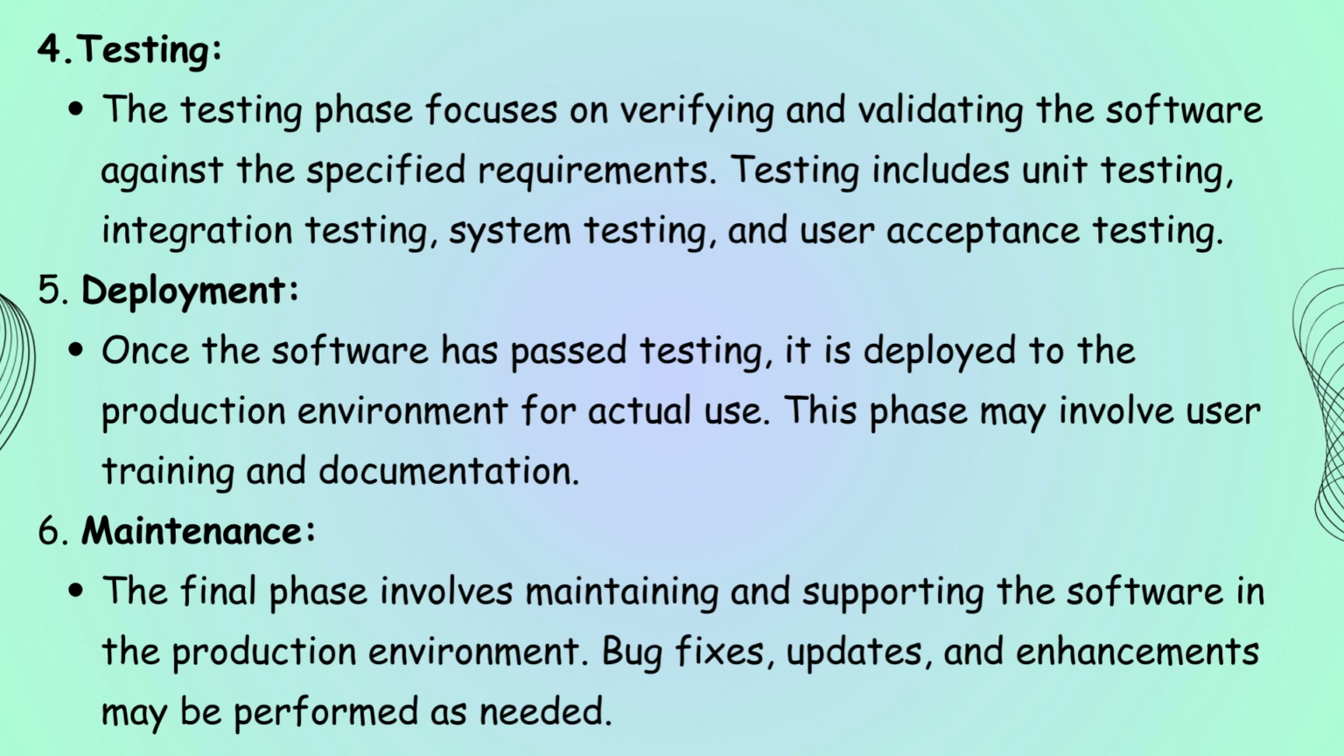5. Deployment. Once the software has passed testing, it is deployed to the production environment for actual use. This phase may involve user training and documentation. 6. Maintenance. The final phase involves maintaining and supporting the software in the production environment. Bug fixes, updates, and enhancements may be performed as needed.